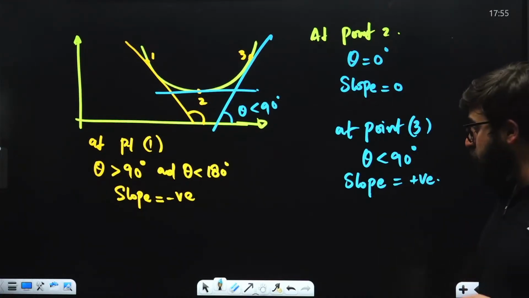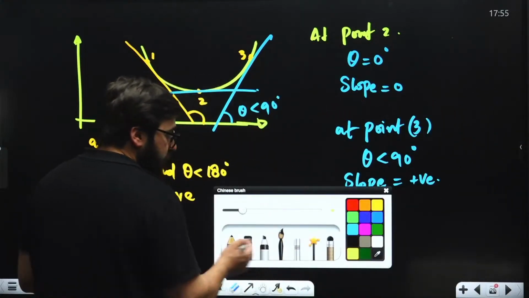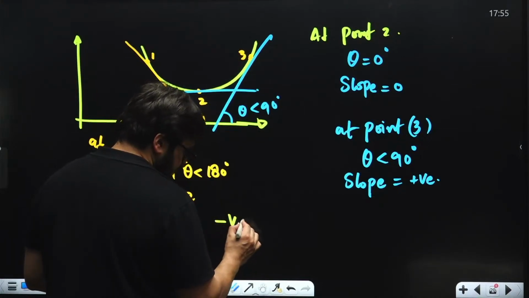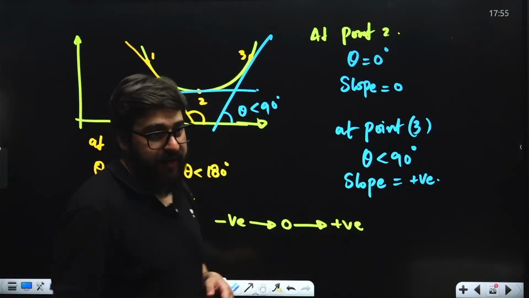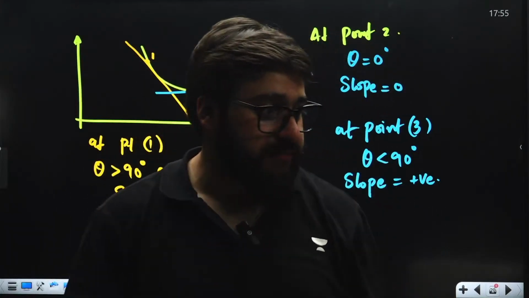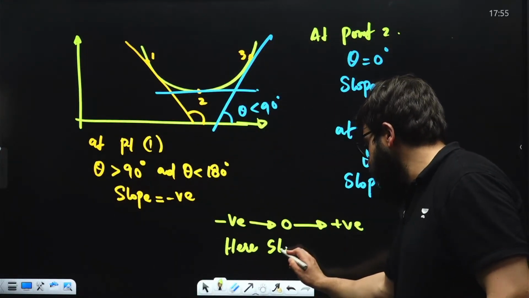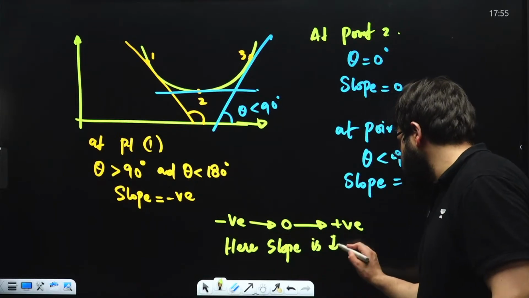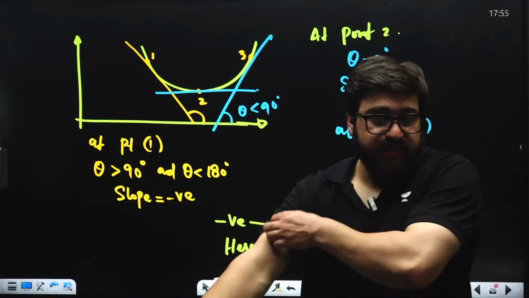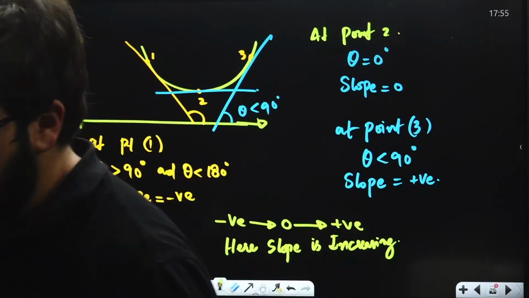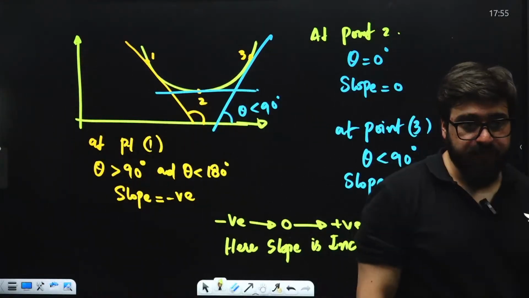And if slope is positive, so what is happening with the slope? Slope is initially negative. Then it becomes 0. Then it becomes positive. Can I say in this particular case, slope is increasing? We say slope is increasing. I can clearly say in this particular case, slope is increasing. Do you all agree with me, guys?